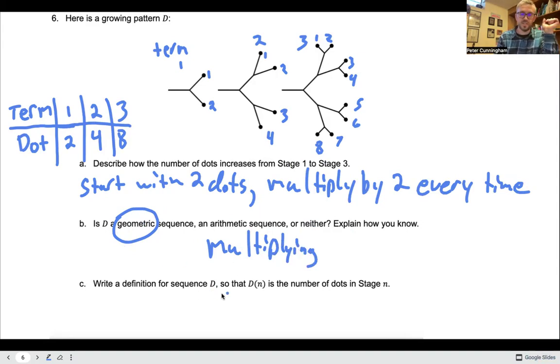Definition for sequence D. Okay, so again, we would say with the dots here, just to give our general formula, we would have our dots as a function of n, right? We've got our first term. So our first term is 2. Our rate was 2. We would need to go to the power of n minus 1.